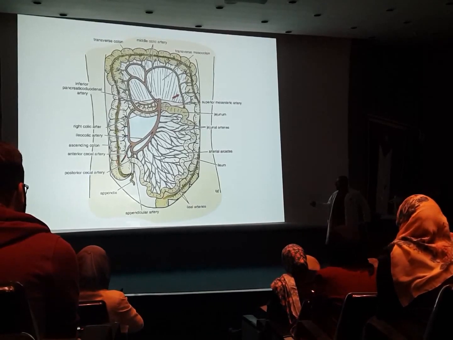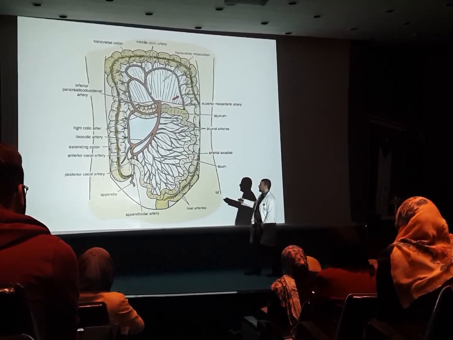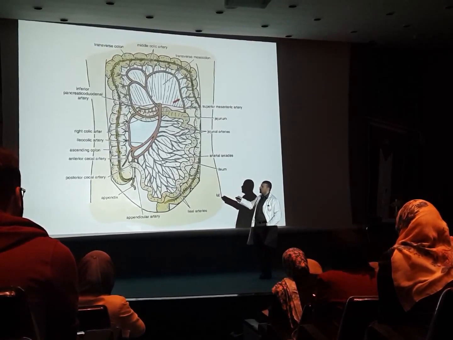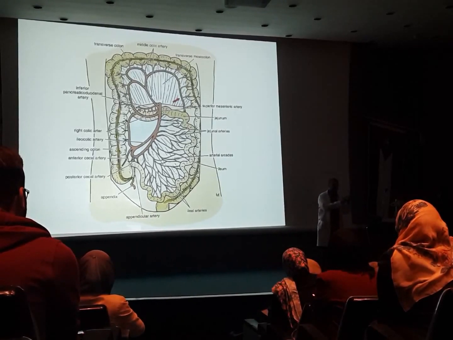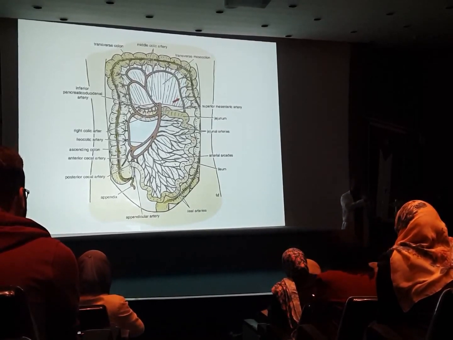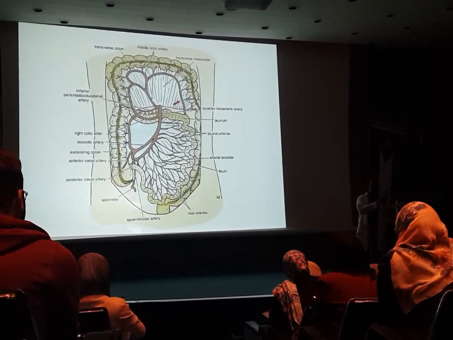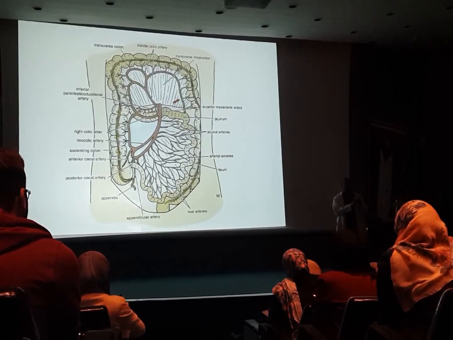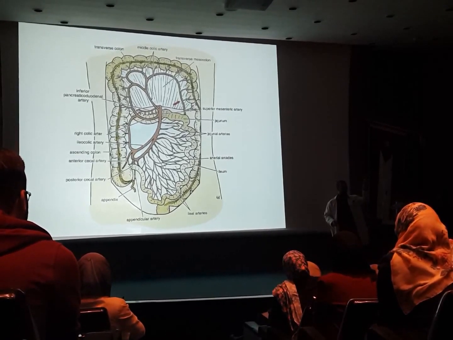Okay? Ileocolic artery now, if you want more details, it's called ileocolic because it will supply the terminal part of ileum, the appendix, the cecum, and a small part of the ascending colon. Okay, that's why we call it ileocolic. Ileocolic will divide, as you see here, once it ends, into 4 branches.